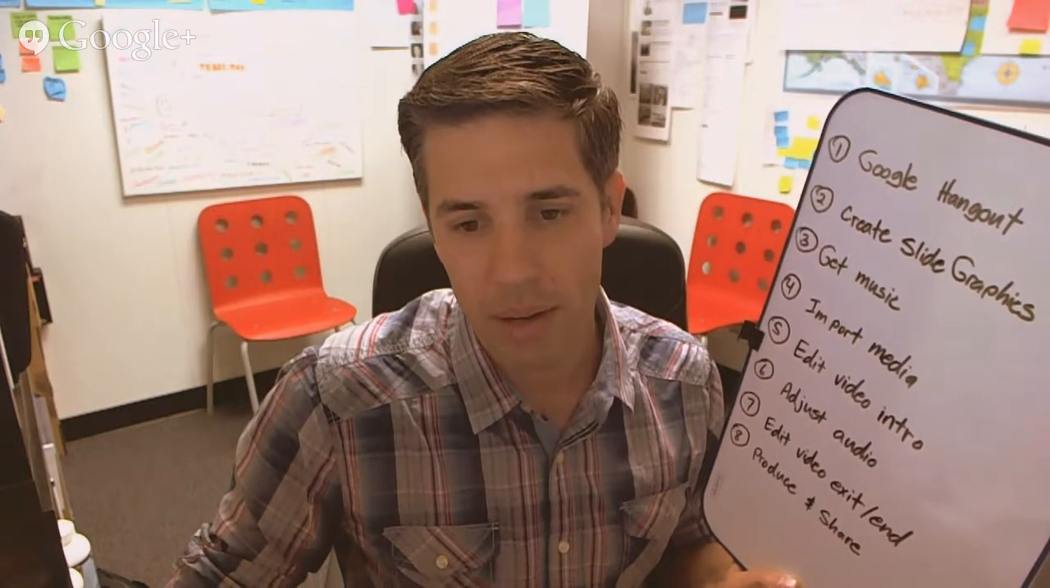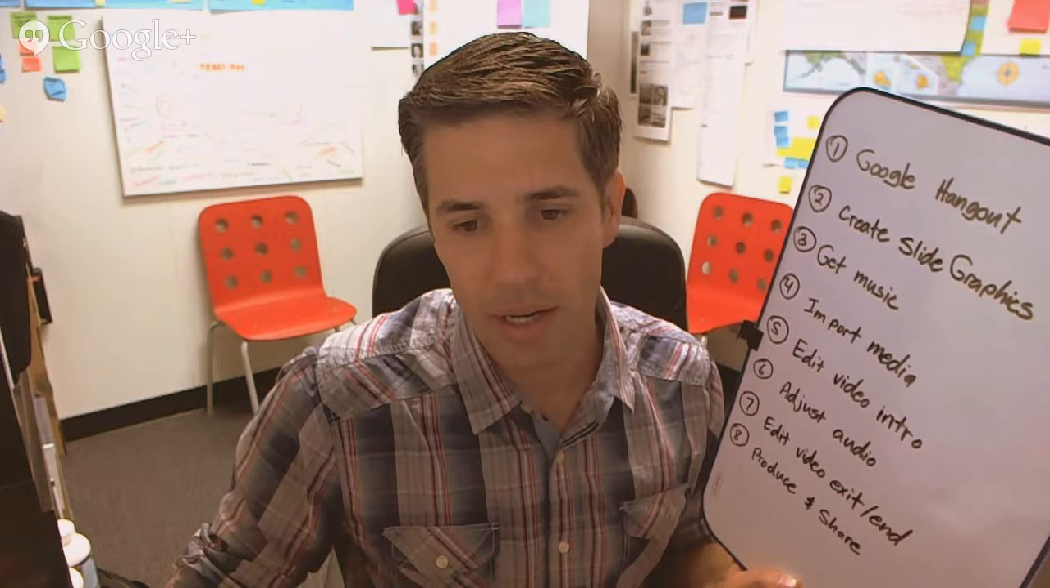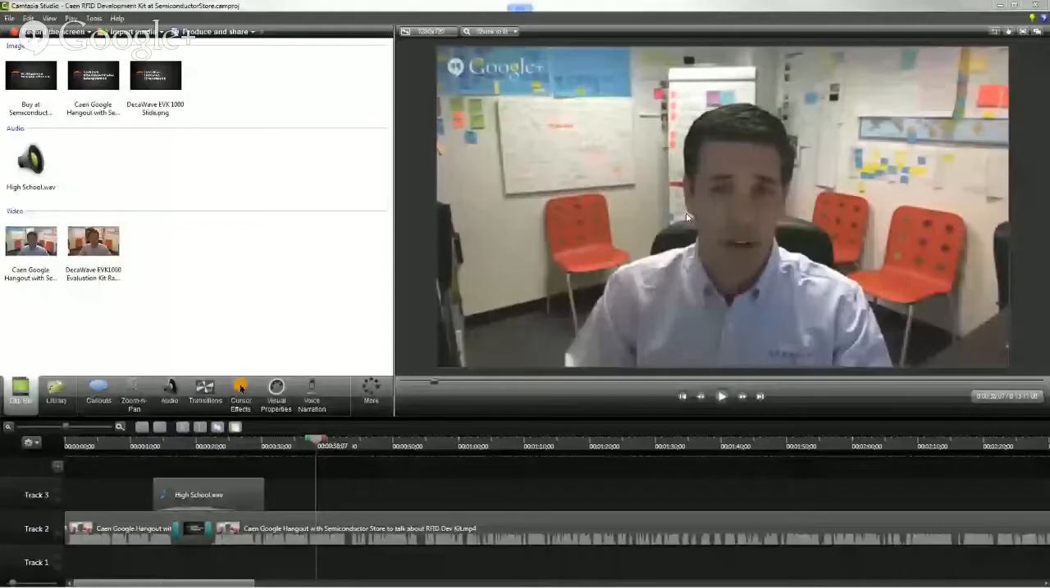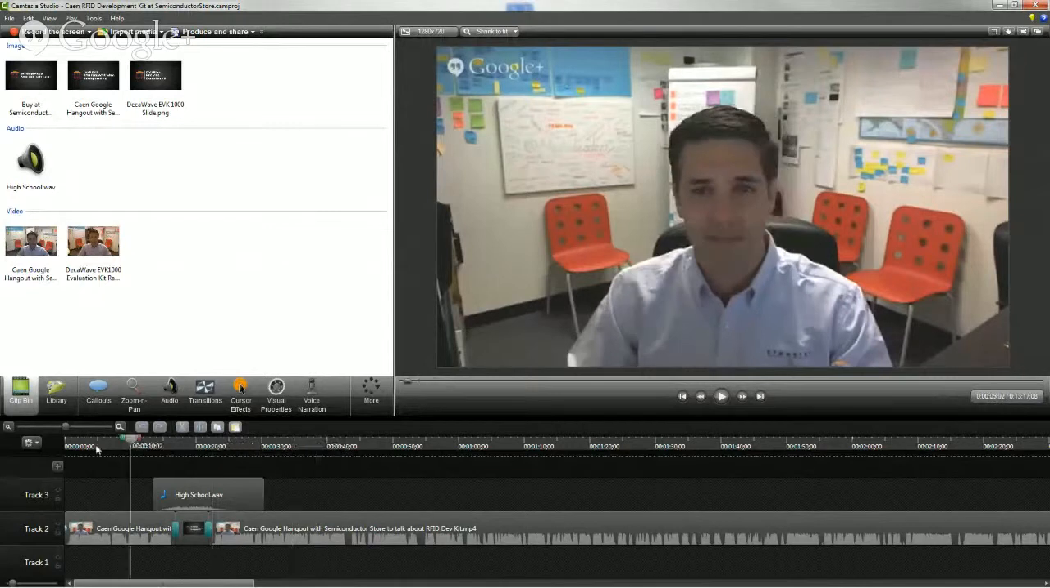Take a look at my screen. Let's jump over real fast and show you what we have going on here. Now, this is Camtasia Studio, and remember our first step was to look at a Google Hangout. So I set up a Google Hangout with somebody earlier, and this is what the end product's going to look like.